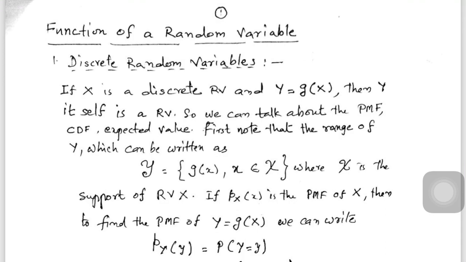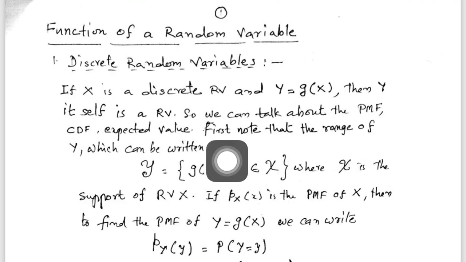And before that, you know that if X is a discrete random variable and Y is a function of that discrete random variable X, then Y itself is a random variable. You might have studied this idea in your probability theory. Any real function of a random variable is again a random variable. Then you can talk about the probability mass function, cumulative distribution function, expected value, etc. of such a function Y.